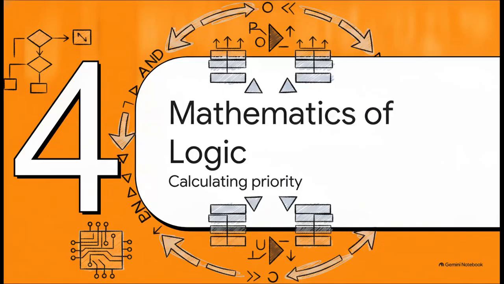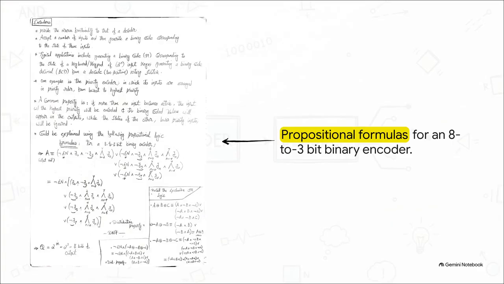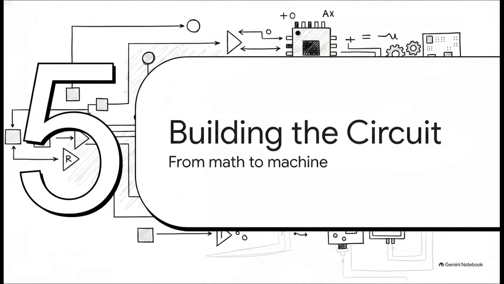That takes us to Section 4, the mathematics of logic, and how we actually calculate that priority. Okay, looking at the propositional logic for an 8 to 3-bit binary encoder. Yeah, it seems really dense. But engineers use foundational rules, things like De Morgan's laws and the exclusive or XOR logic identities, to wrangle all this complexity. These distributive properties let them take massive, messy equations and simplify them into clean, repeatable patterns that can actually be manufactured.